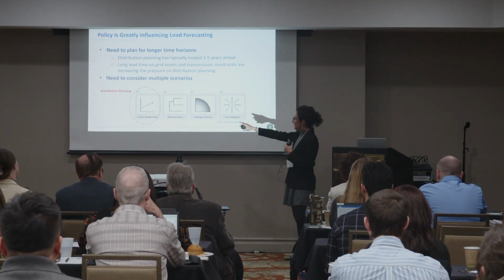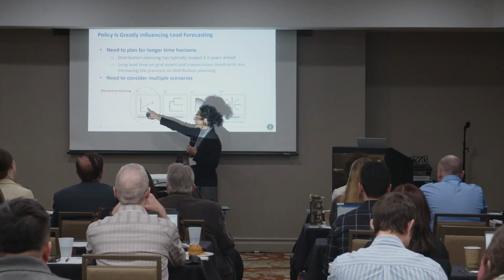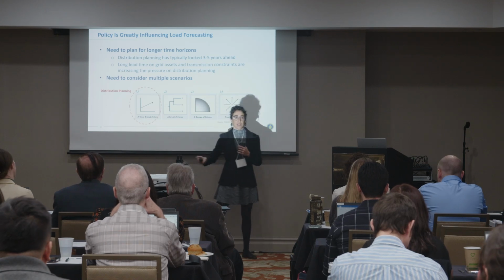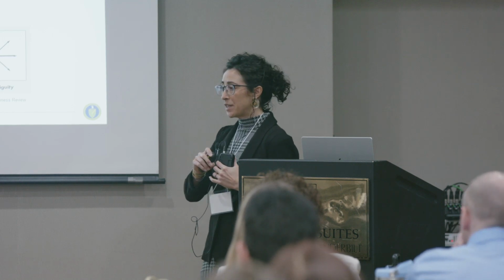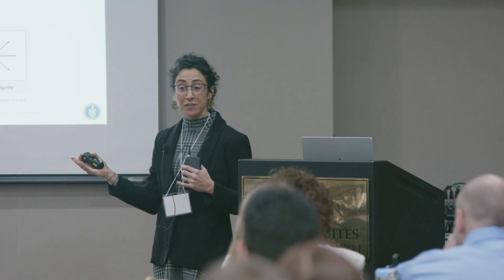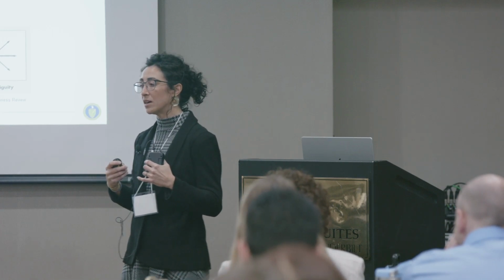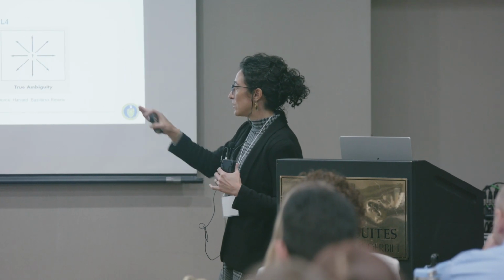And you can see here some ways of forecasting out and planning. Distribution planning has always forecasted in this way. It's called a single point forecast. They had their distribution feeders, their substations. They produced one forecast out for the next 5 years. It was a clear enough future, right? They knew what was going on in the neighborhood. If they had a new customer load, they would include it and be able to respond. And it served well for making those decisions.